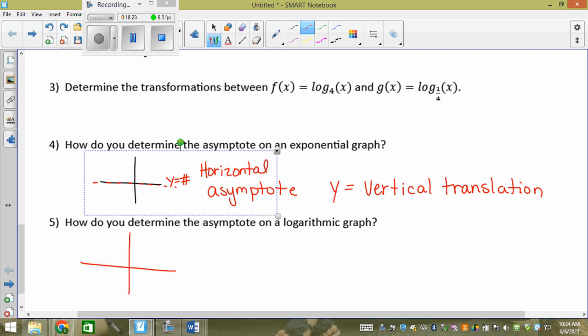Log graph is normally on the y-axis. It's a vertical asymptote at x equals 0 because the equation of the y-axis is actually x equals 0. What's the only thing that can move that? Horizontal translation. So your vertical asymptote is that x equals the horizontal translation.